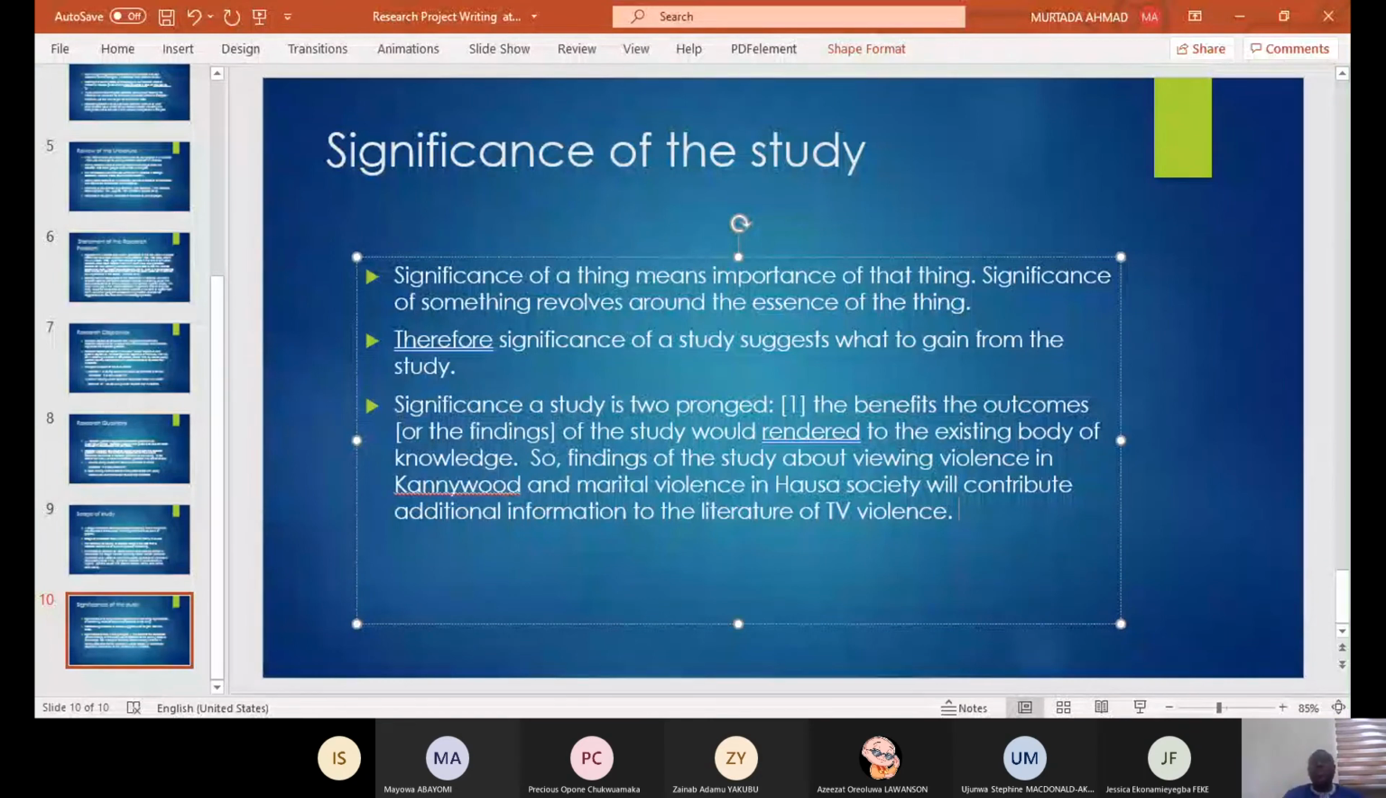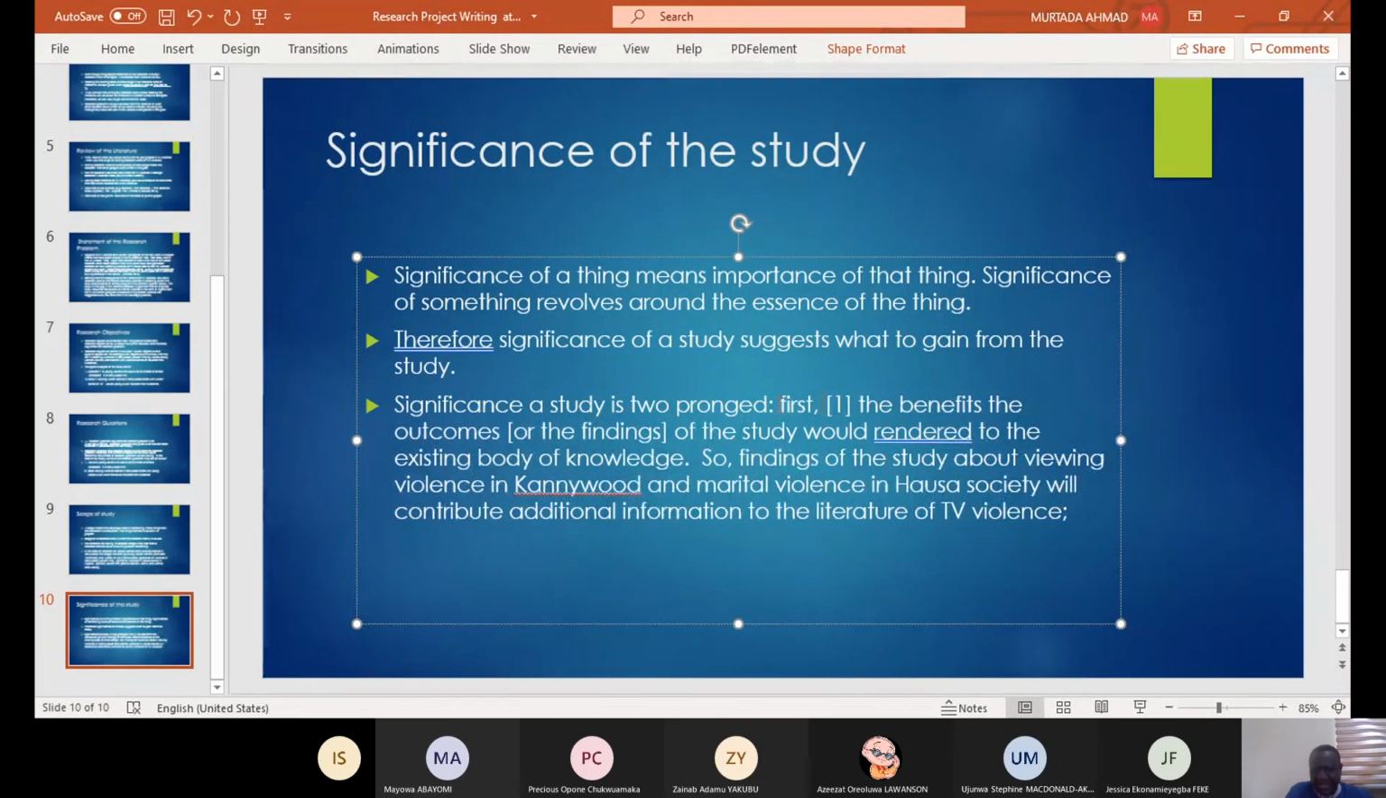It will contribute to the existing body of knowledge. So people will be citing Asia Said in the future, like they are citing Murtada and Dauda, like they are citing George Gerbner, his masters, and so on and so forth. Now that is number one benefit. The second benefit, I said it's twofold. The benefit, the outcome of the finding will render to the system. So let me say first, I didn't include it here. Then let me say second.